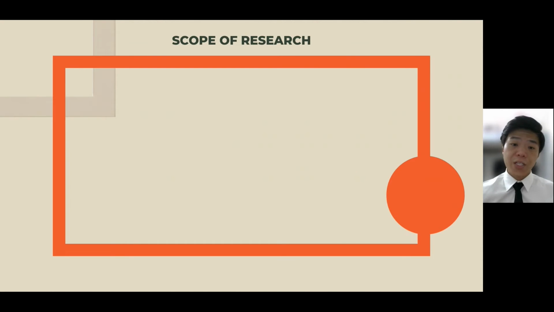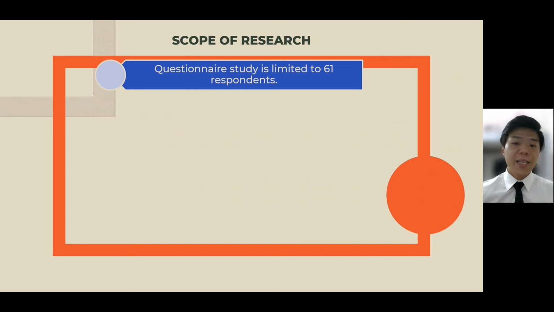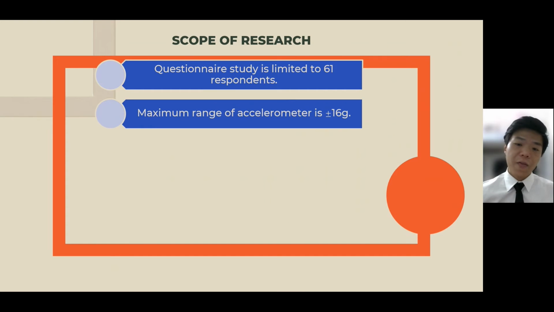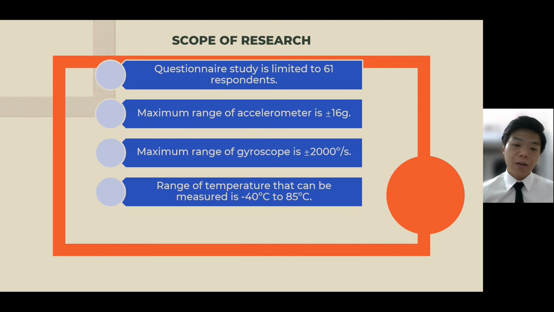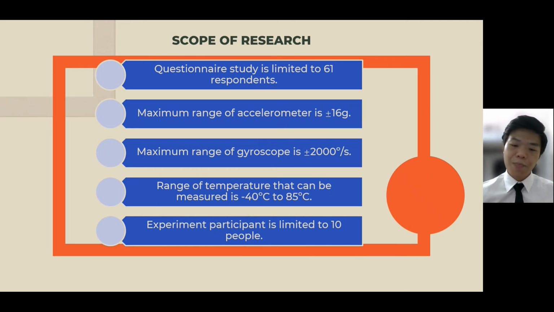For the scope of research, the questionnaire study is limited to 61 respondents only, and the maximum of range accelerometer is plus minus 16 gravitational acceleration. Maximum range of gyroscope is plus minus 2000 degrees per second. The range of temperature is only negative 40 degrees Celsius to 85 degrees Celsius. And lastly, the experiment participant is limited to 10% only.